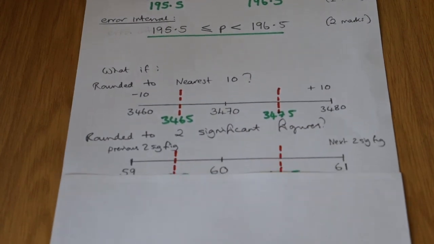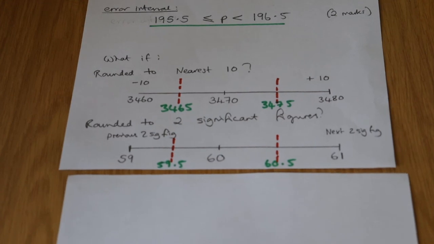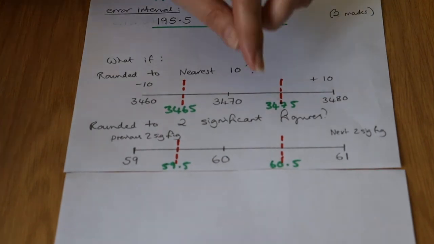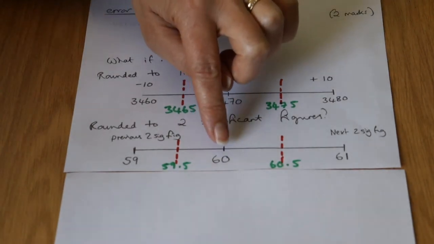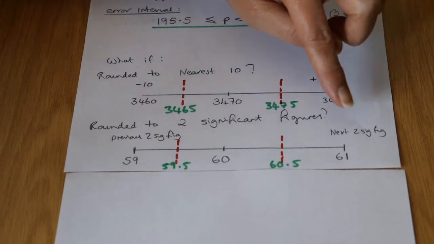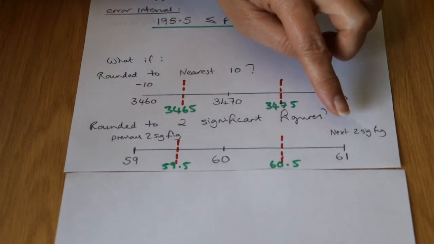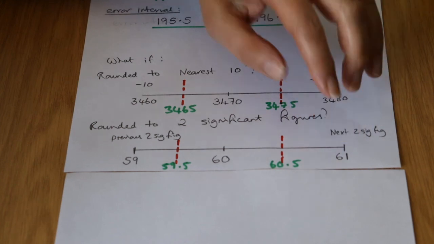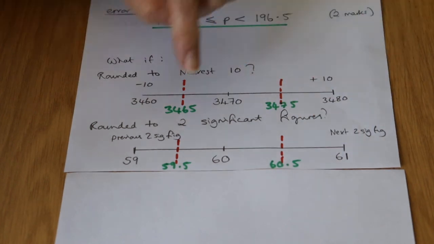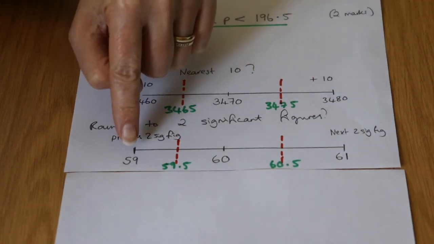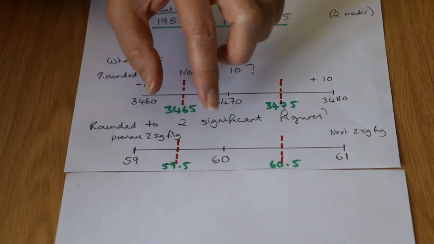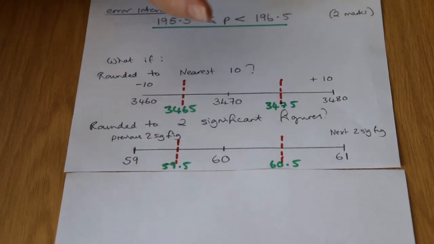So a bit trickier here, because you've got to think about, well, what's a significant figure? In this case, the 6 and 0, they're both significant. So you think about the next significant figure above with 2 significant figures. So the 6 and the 1 both count. And down here, the 5 and the 9 both count. So we go in between 59.5 and 60.5.